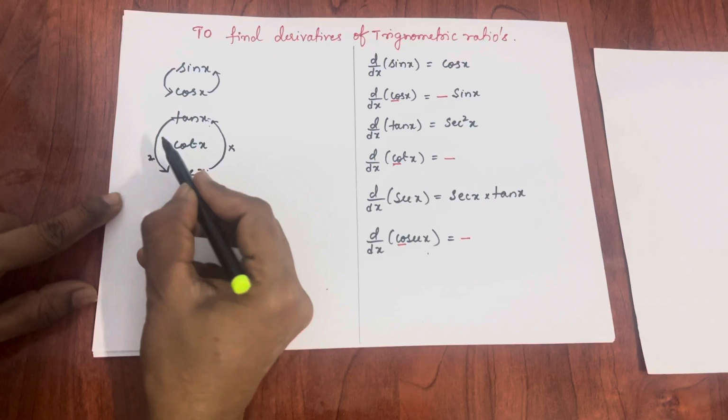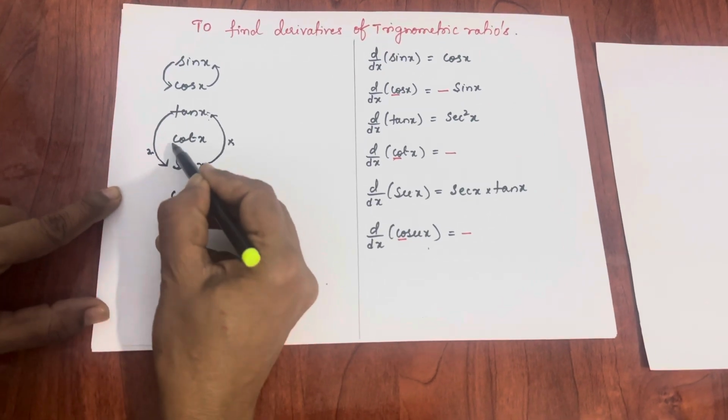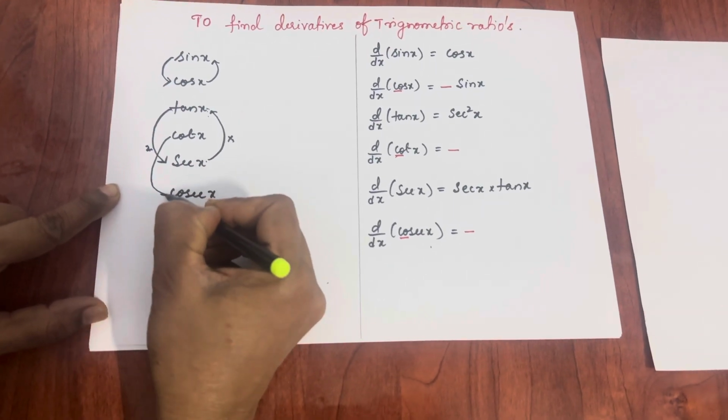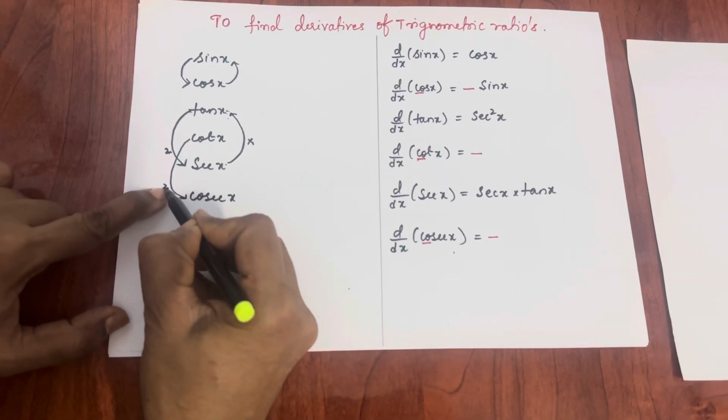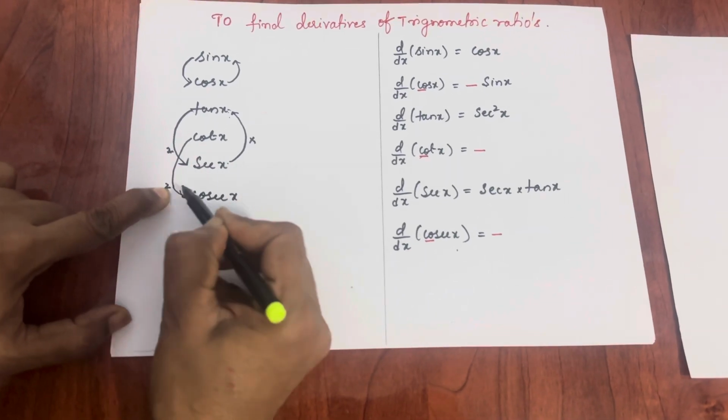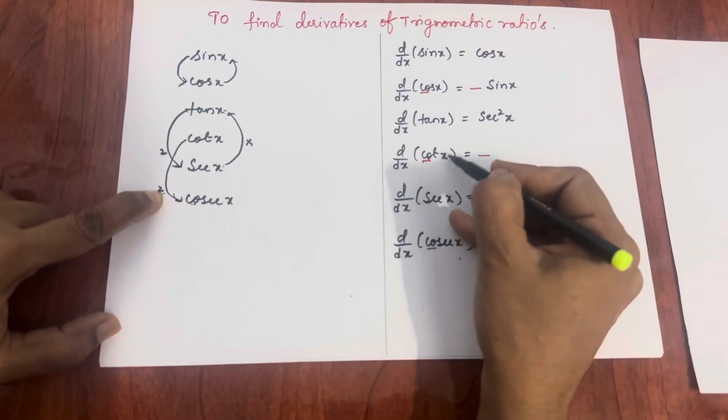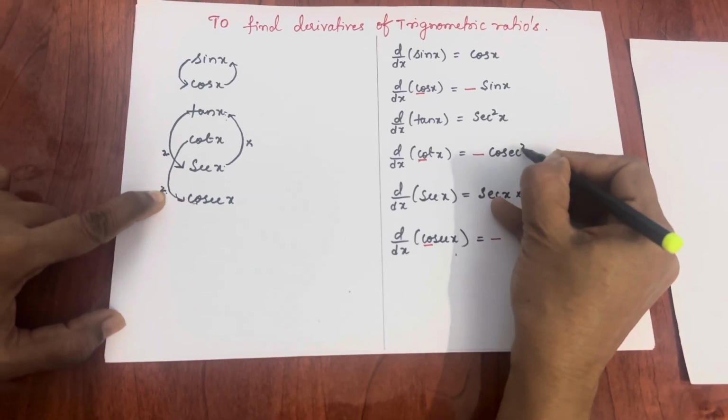Next, come to cot. From cot, again we jump one and come to cosecant x. Again this time I write 2 here, which represents square. So derivative of cot x is cosecant square x.